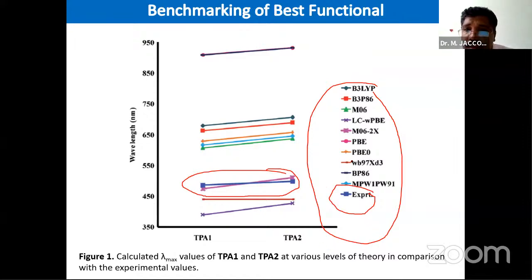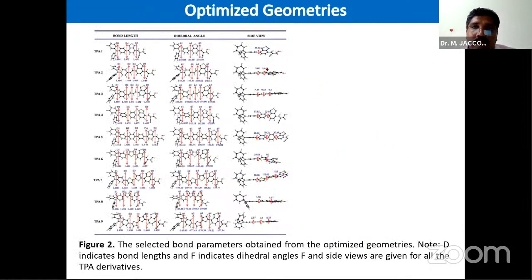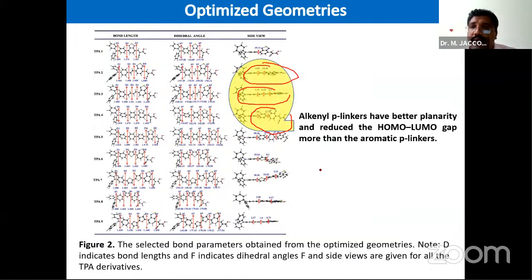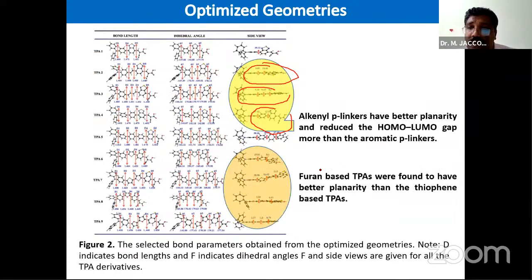Here we can see that PBE, M062X is exactly pinpointing the experimental data, and also how far this molecule becomes planar when you change the different kinds of pi linker. You can see the alkenyl pi linker has better planarity and a reduced HOMO-LUMO gap compared to the aromatic pi linker.